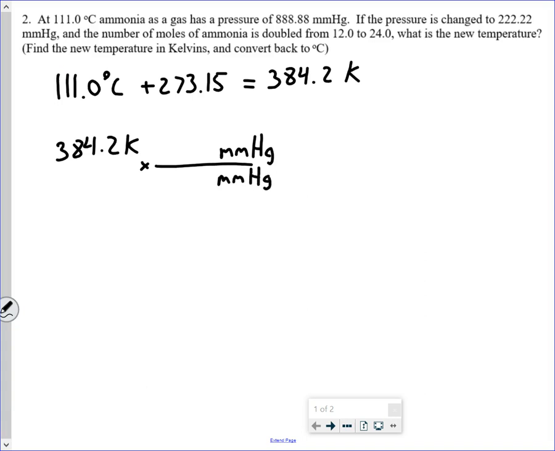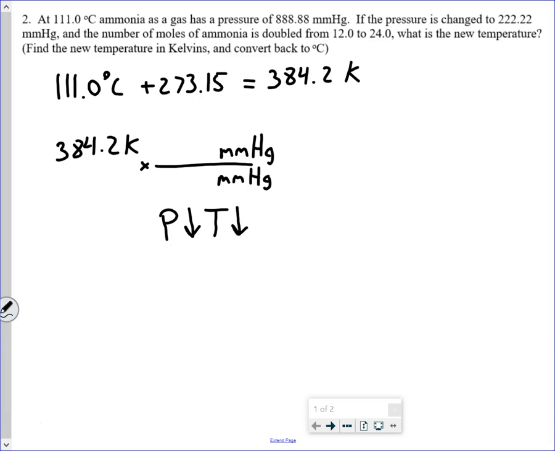And then underneath that factor we have to think about how that's going to affect the temperature. So the temperature is what we started with, so we're really interested in how the pressure changes our temp. So P in this problem is going down. We're going from 888.88 all the way down to 222.22. So pressure is going down. What does that do to temperature? Temperature and pressure are directly related, so temperature must also be going down.